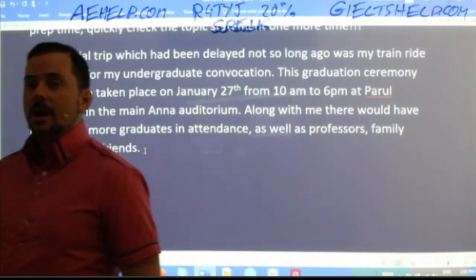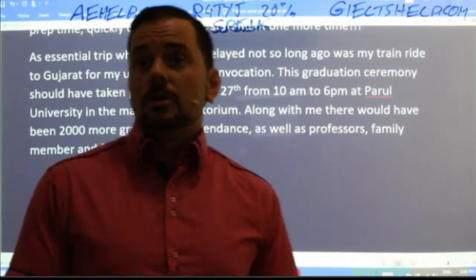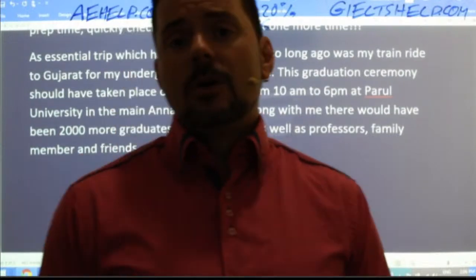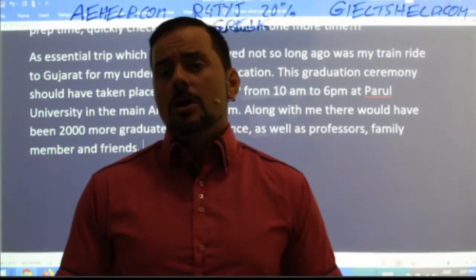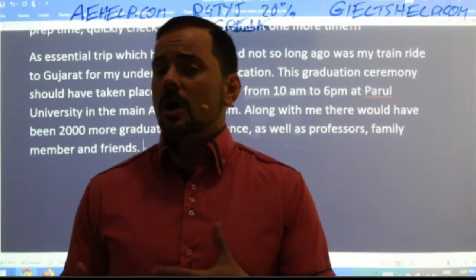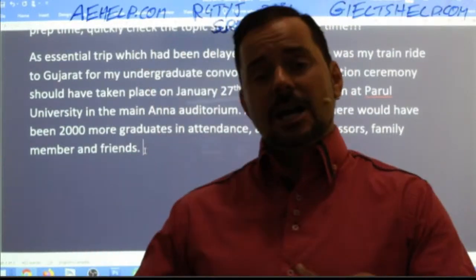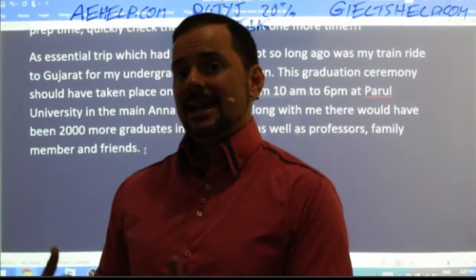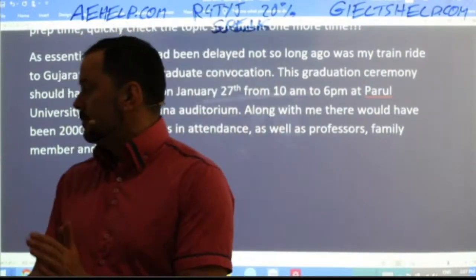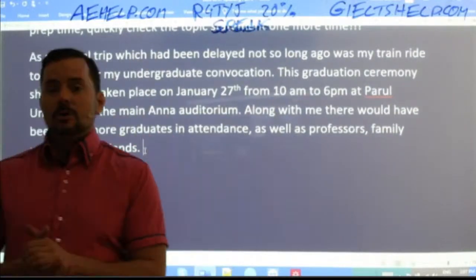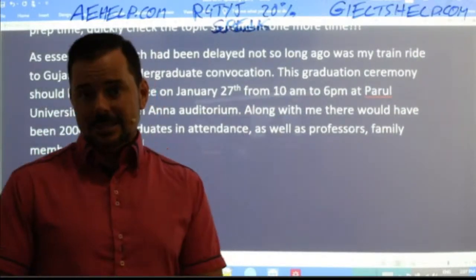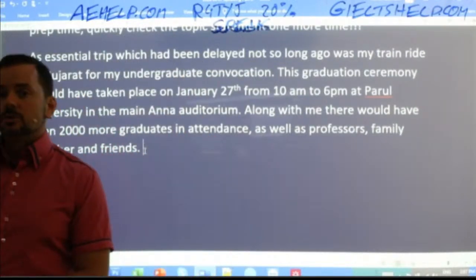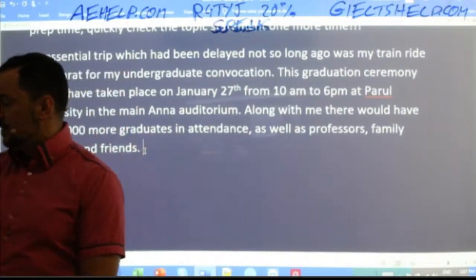Okay, now, Samuel made a good point. So Samuel said, well, let's not forget that this is a journey which had been delayed. So we're not just talking about the event, but we're talking about the trip, which is my actual movement, this train ride from my town to Gujarat, where the ceremony is taking place, right? So I want to reflect on that. So don't forget the main point here, okay?